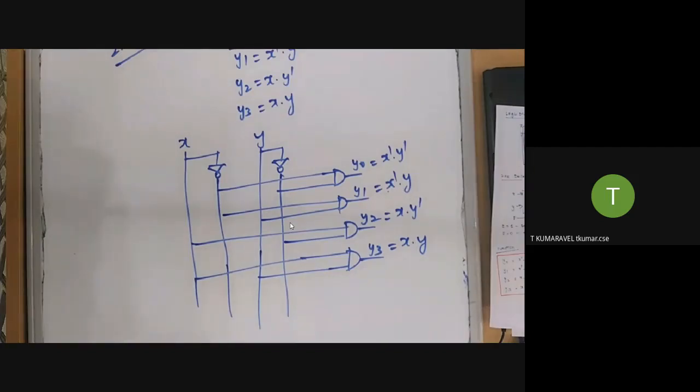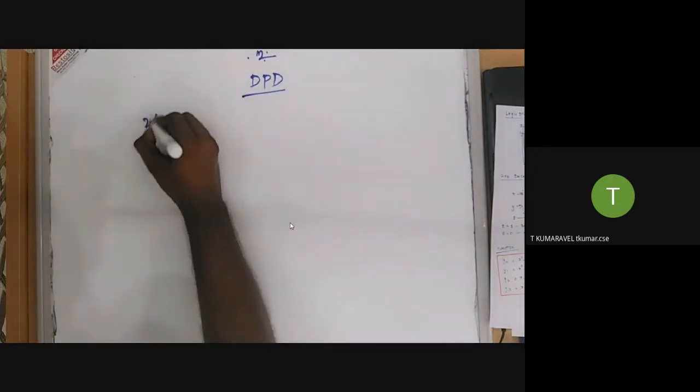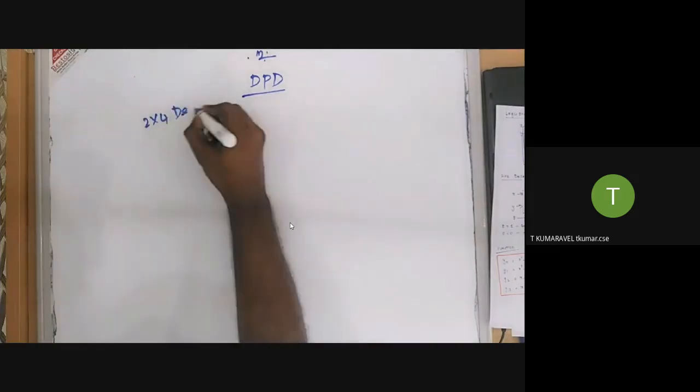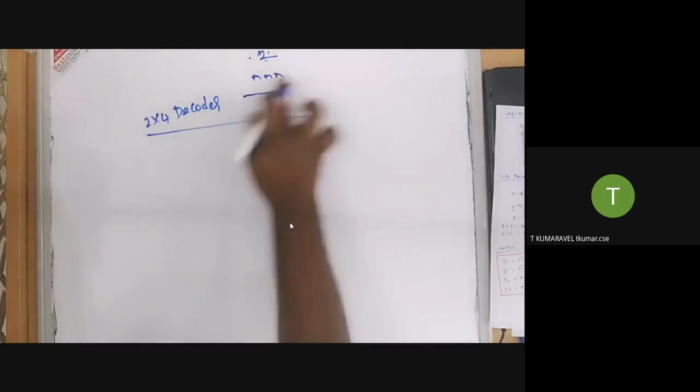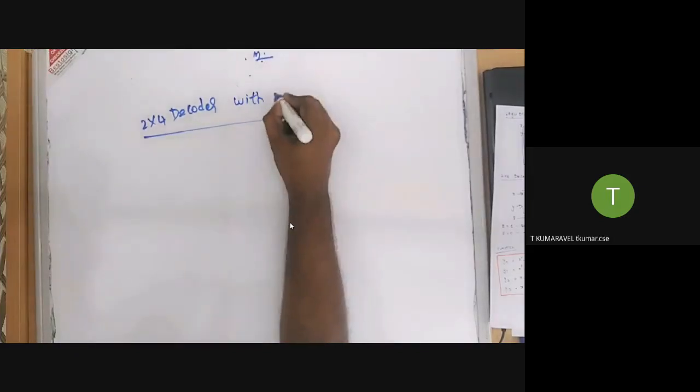No, sir. Okay. So next, I am going to take a 2 by 4 decoder with the enabling. In such cases, how should the circuit diagram appear? For example, I am going to take a 2 by 4 decoder with enabling.